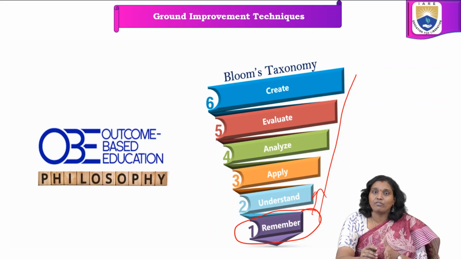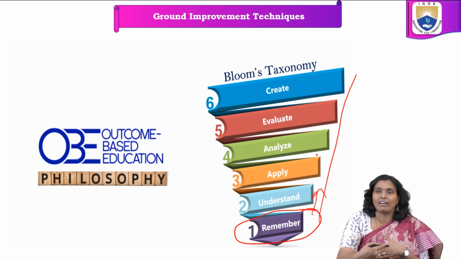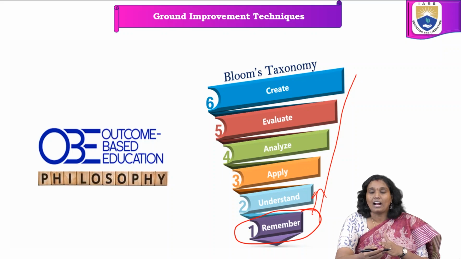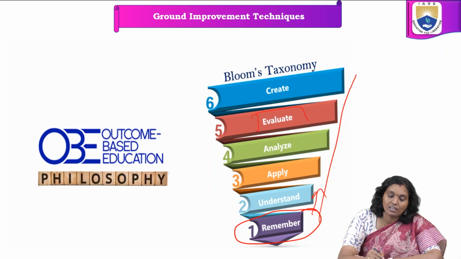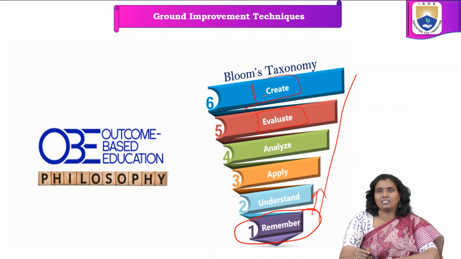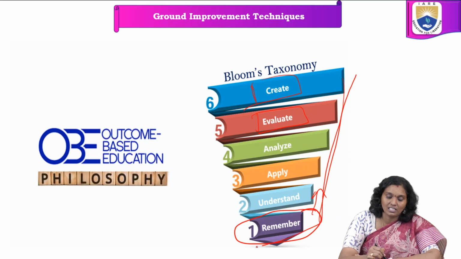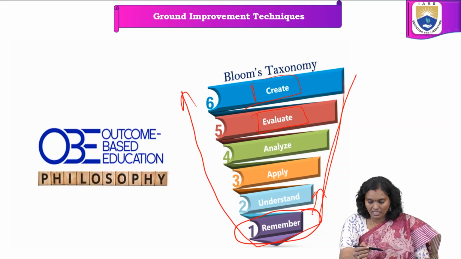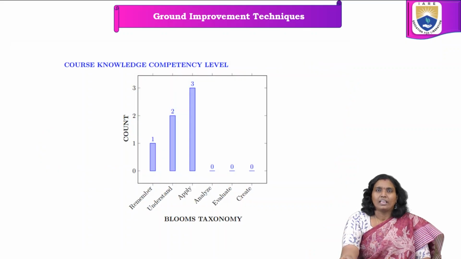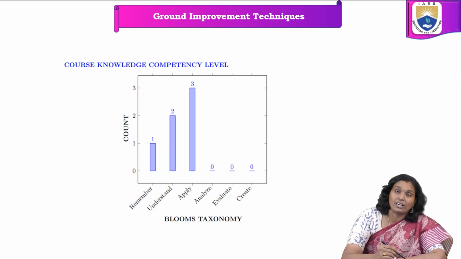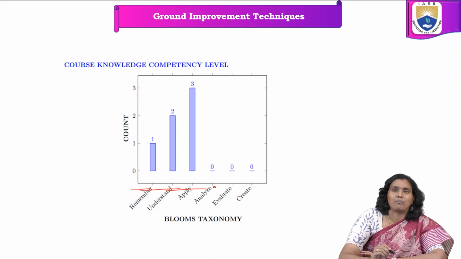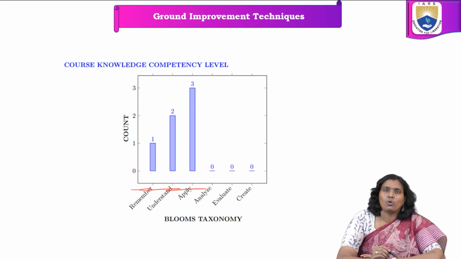So according to that we are applying, and after that we are going to analyze. Once we apply these things, next we are going to analyze, and the next step is we are going to evaluate, and we are going to create the things. So like this we are going to understand this OBE: remember, understand, apply, analyze, evaluate and create. In this particular module, these come under remember, understand and apply. So this course knowledge competency level is till apply.